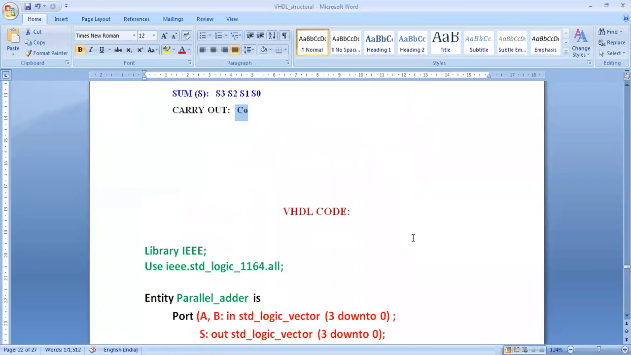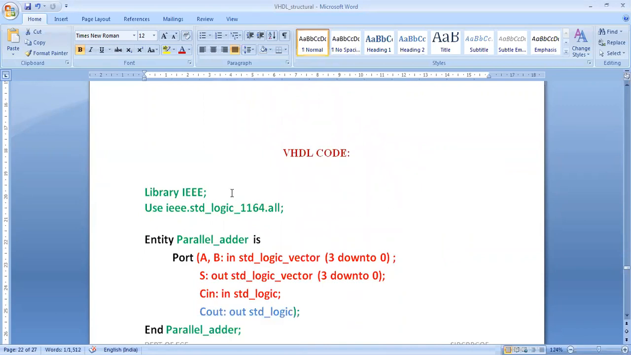VHDL code. You know how to start writing the VHDL code, isn't it? The first thing is you have to start with the libraries and the packages. You have to start with the libraries and packages. So start with writing the library and package. Okay.